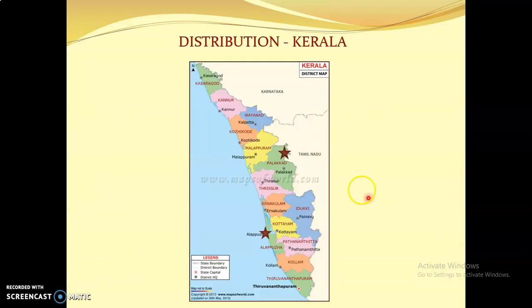When we come to the distribution of fluorosis in Kerala, there are 2 districts in Kerala where you can see fluorosis. One is Alappuzha and the second is Palakkad. These are the 2 districts which have reported fluorosis in Kerala.